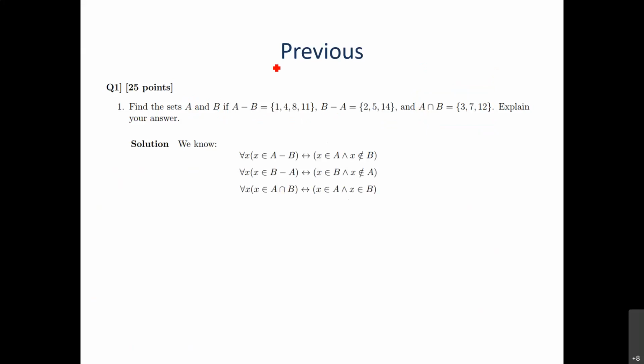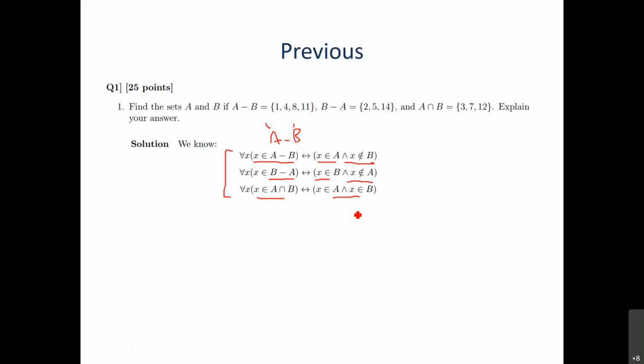Let's write some of the definitions that we know. You have these three definitely, right? What does it mean that x belongs to A minus B? It's just that x is in A and x is not in B. This is A minus B: x is in A, but not in B. B minus A is the opposite: x is in B, but not in A. Intersection is just in both of them.